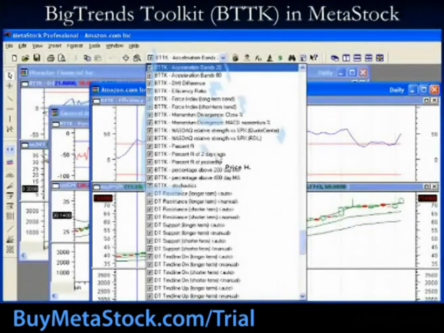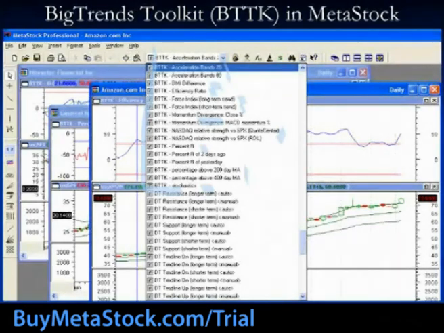There's also the %R indicator and some setups based on the last couple of days of %R, the percentage above the 200-day and 400-day, and then also a different way to use stochastics. This toolkit is a really great way to find the best of the best indicators.